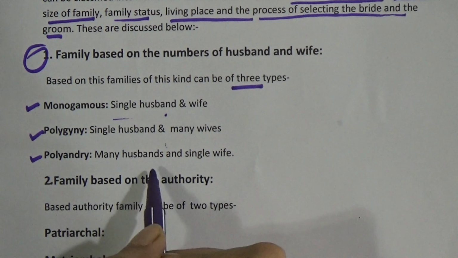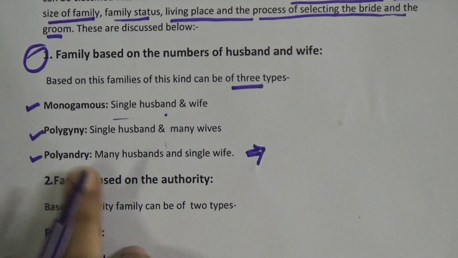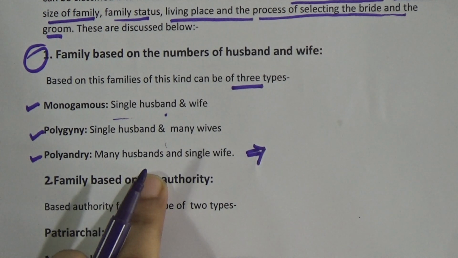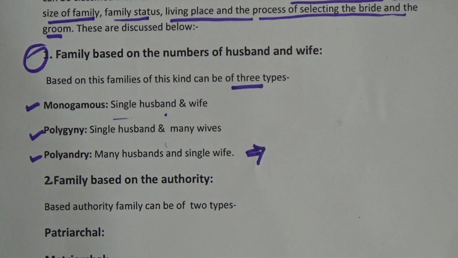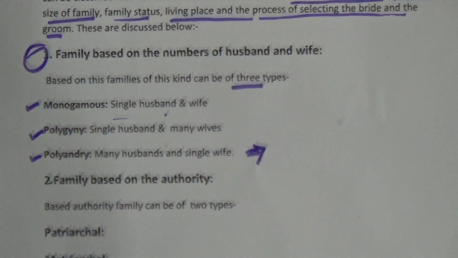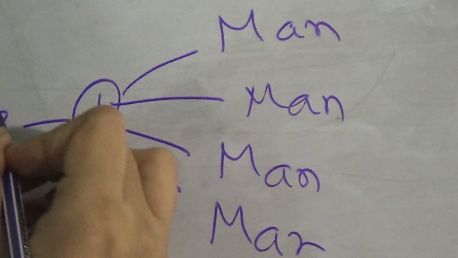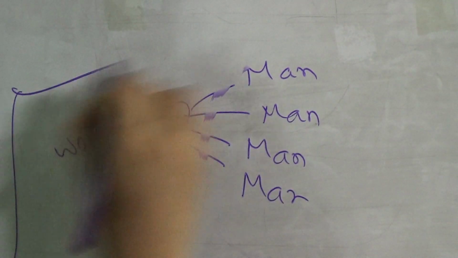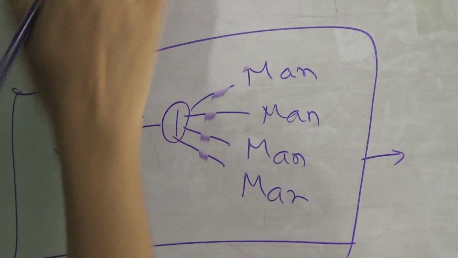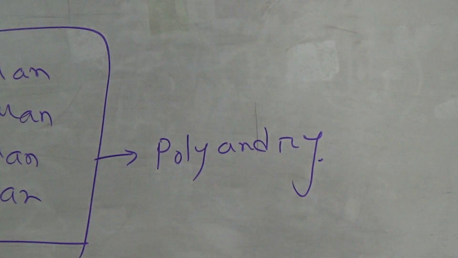And now polyandry, many husbands and a single wife. This is very rare in our society. This was very usual in ancient societies. Here we find many husbands and only one wife. That means one woman marries many men, more than four, five, six, whatever it can be. That is called polyandry. So this is the structure of the family in ancient ages, which is not regular in nowadays families.